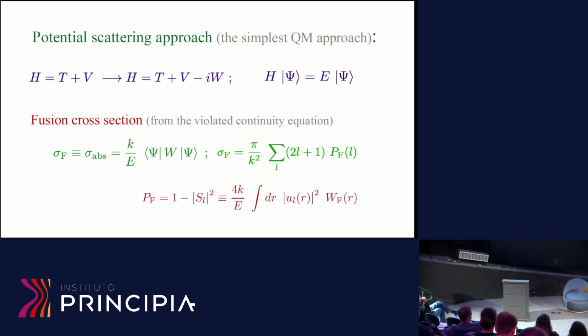So one usually expands the wave function in partial waves, and this involves a fusion probability, which is expressed in terms of the S matrix, or equivalently by an integral of the imaginary potential with the density. This is a very simple situation where the intrinsic state of the collision partners does not affect the fusion cross-section, but this is not the usual situation.